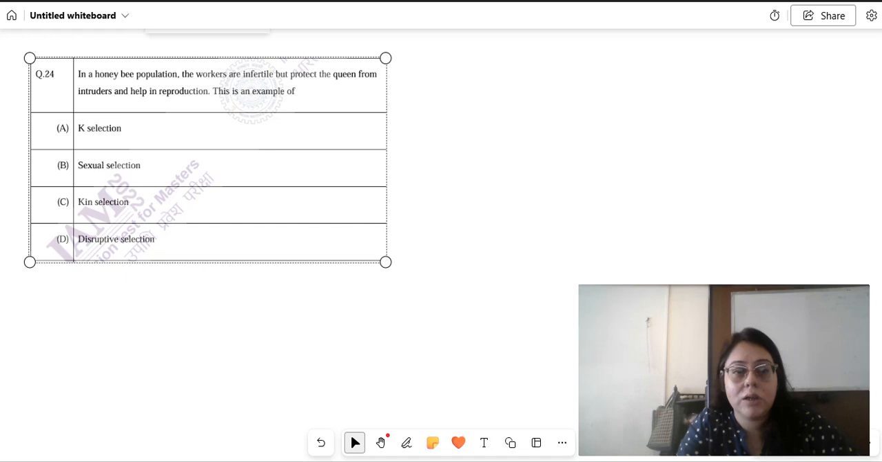Now question number 24 is something that I like, because it is from the core zoology chapter. The question is: in a honeybee population, the workers are infertile but protect the queen from intruders and help in reproduction. This is an example of A, K selection, B, sexual selection, C, kin selection, and D, disruptive selection.